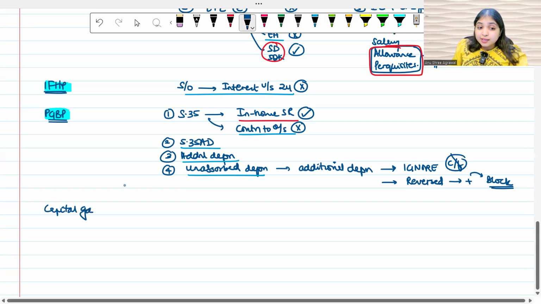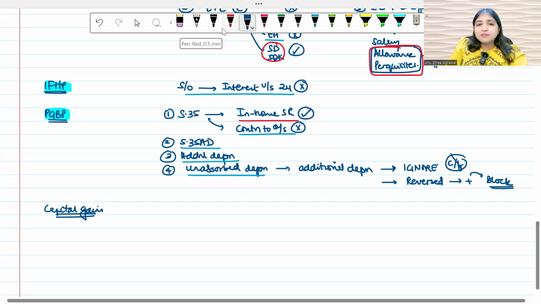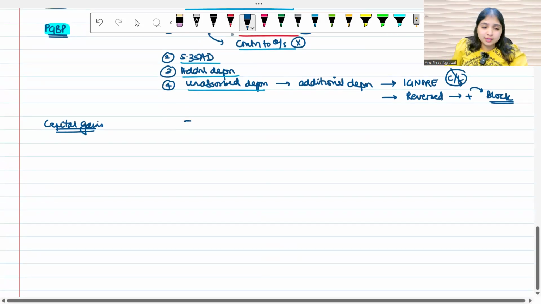Okay, then after your PGBP head, the next head of income that you had learned was capital gains, guys. Now, under capital gains, there is going to be absolutely nothing. I mean, no impact. Because of 115BAC, there's going to be no impact at all in capital gains.